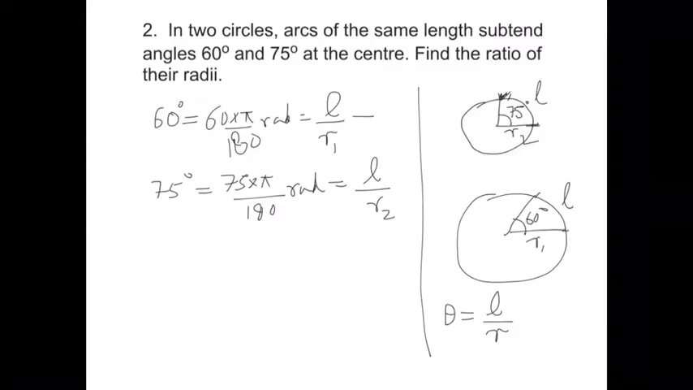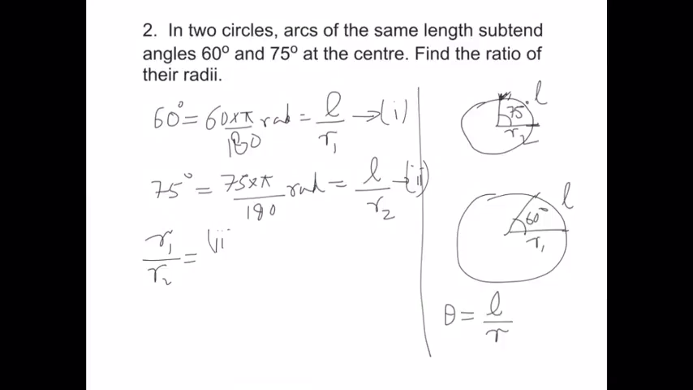And so we have these two equations which we can label as 1 and 2. And because we are required to find the ratio of the radii of the two circles, that is R1 by R2, we can simply take the ratio of these two equations, that is 2 by 1, because R1 must come in the numerator. So this is equal to simply 75 by 60, because pi and 180 both get cancelled when we take the ratio, and this is equal to 5 by 4.